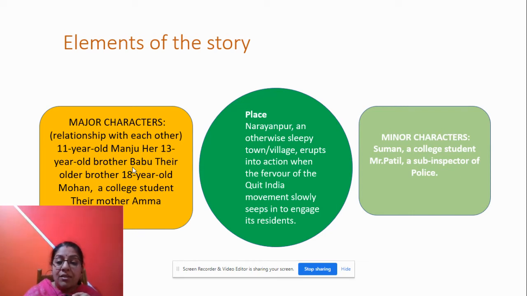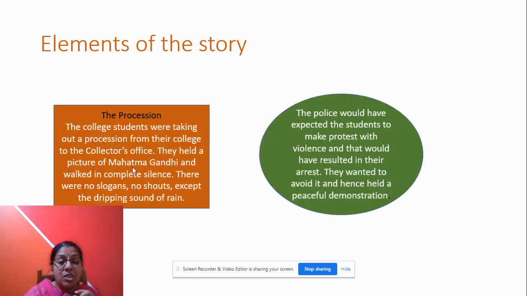As we already learned, the story is happening in Narayanpur, a small village, and a lot of protests and processions are going on against British rule. So as usual, Manju and Babu wanted to go and watch the procession because their brother is also taking part in the procession. It was drizzling during the day, and by the end of the day, it was heavy rain. But irrespective of the heavy rain, they wanted to go and watch the procession.